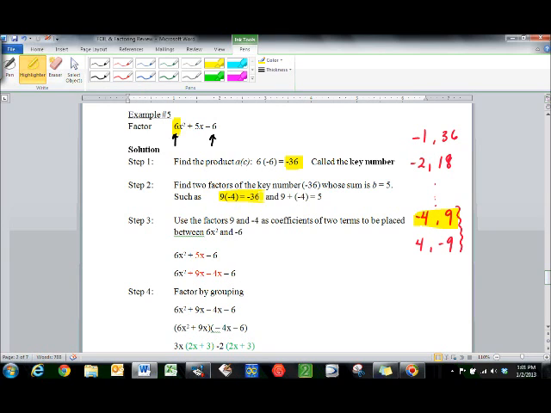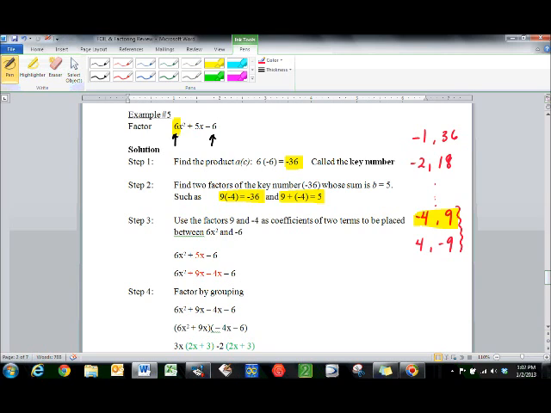So you can see that that's what we've done right here in step 2. We've made an effort to figure out which two numbers are factors of negative 36 that add together to give us a positive 5. Again, use your calculator effectively to make this process as quick and simple as possible.